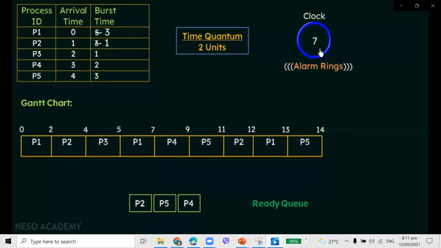Now the next unit of time is 7 units. And at 7 units, the alarm rings. Now why does it ring? Because P1 was using the CPU from 5 up to 7. 2 units, that is the time quantum, is complete.